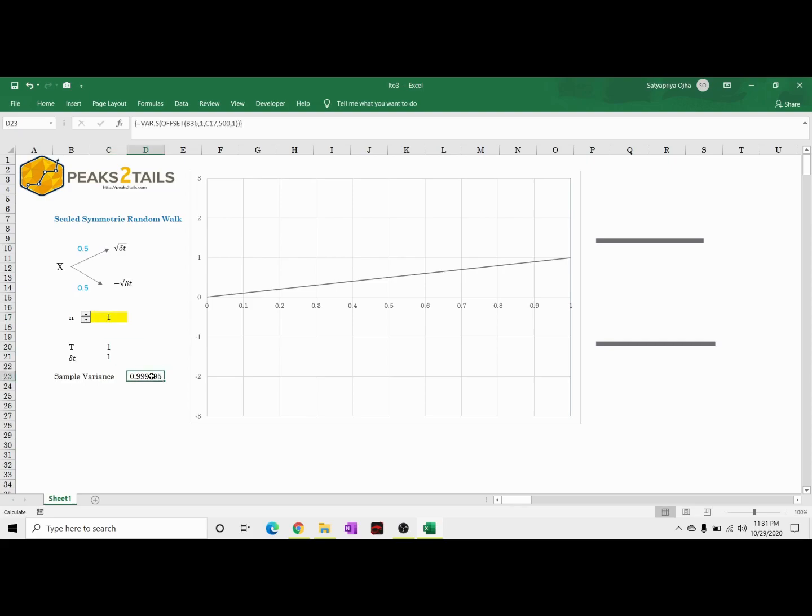So keep an eye on the sample variance here. Right now there is only one step, right? I'm going to increase the number of steps, but accordingly I'll scale down these two factors. These are square root of delta t and minus square root of delta t. And delta t is t divided by n.